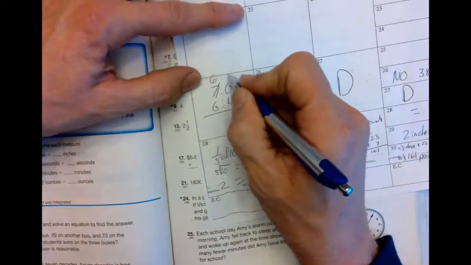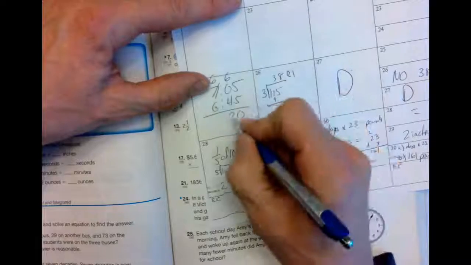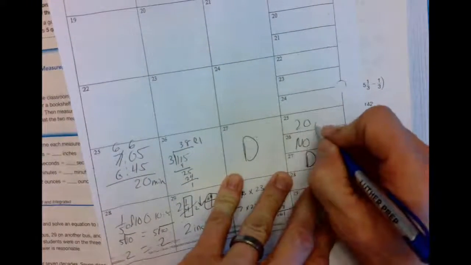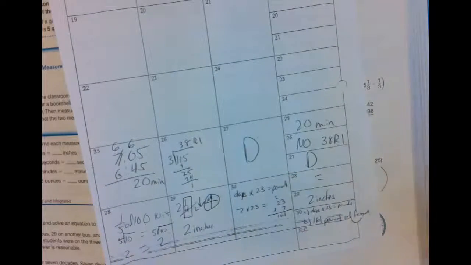Let's subtract. 5 minus 5 is 0. Can't take it. Cross out the hour and bring over 60 minutes. Bring over a 6. 6 minus 4 is 2, so 20. She was late by 20 minutes. She must have had to take a quick shower and quick breakfast. That's 6. I usually stop there.